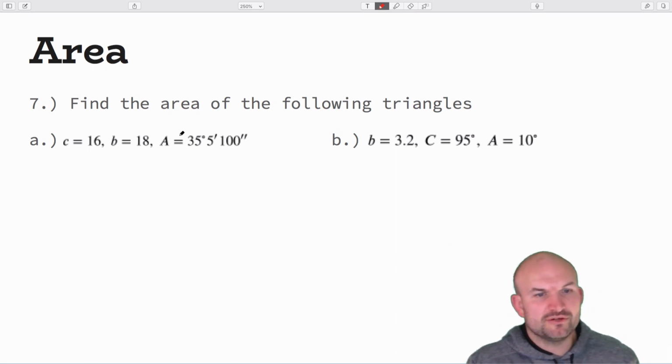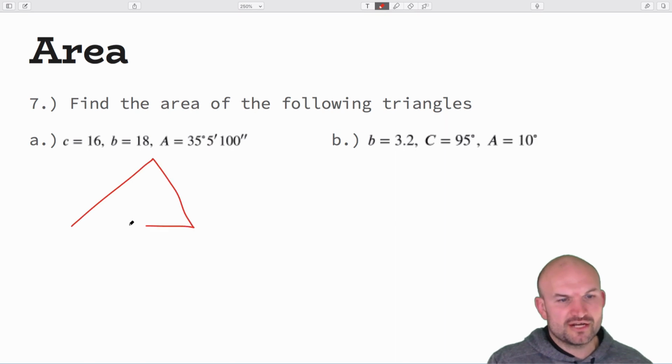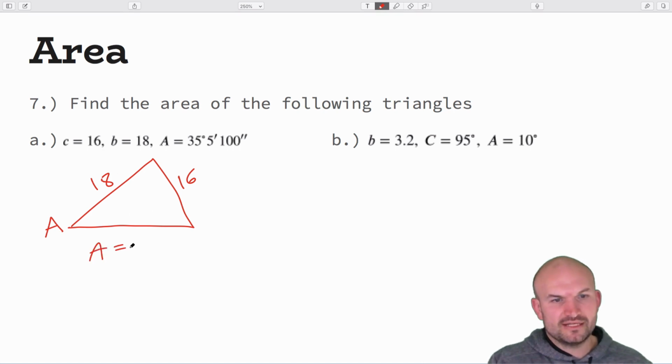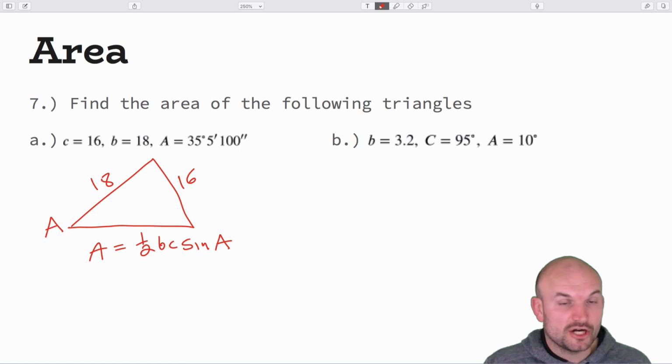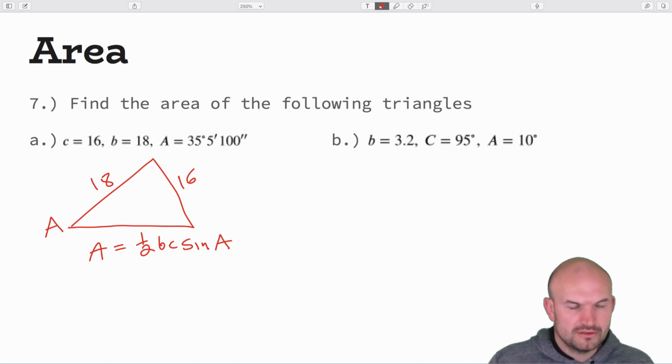So that means all I'm going to do in this case is, let's just draw the triangle though, just to make sure we have everything. So here's A, that's 16, and that's 18. So we have area equals 1/2 B times C times the sine of A. And again, A is going to be 35 degrees, 5 minutes, and 100 seconds. So I can just type that in the calculator. I don't need to evaluate that.